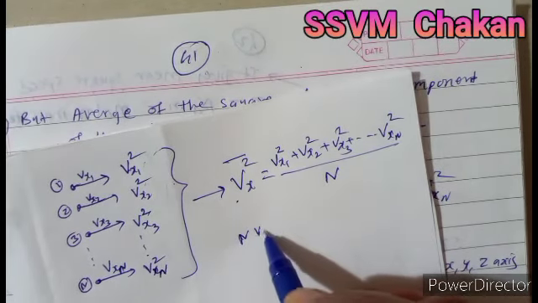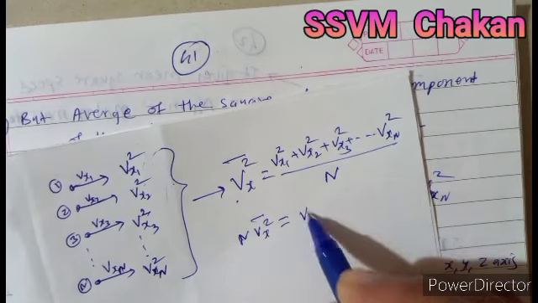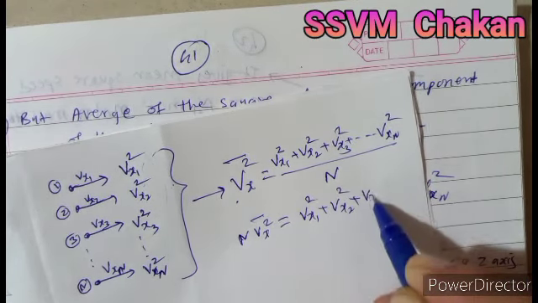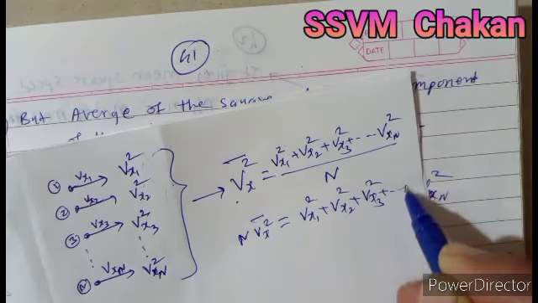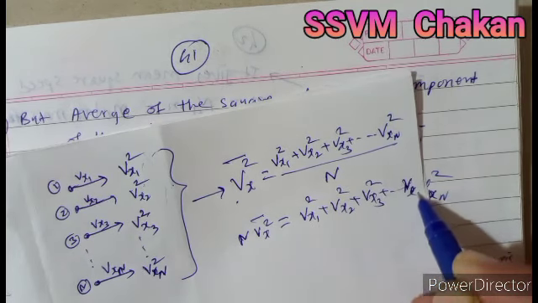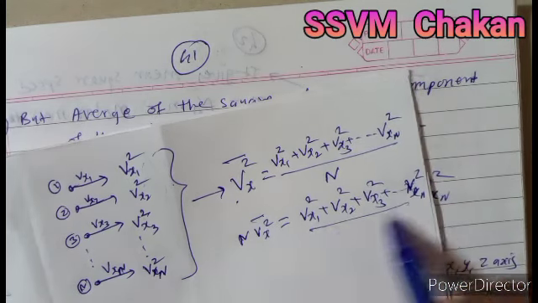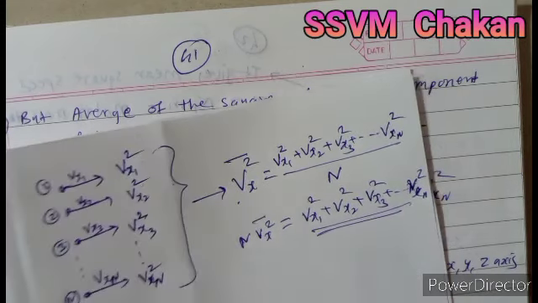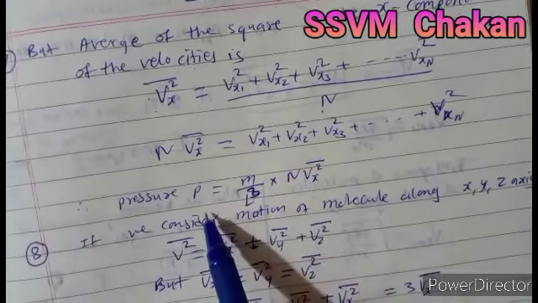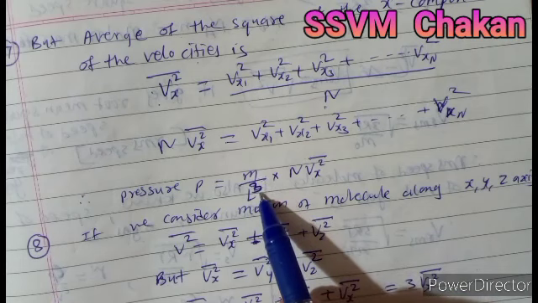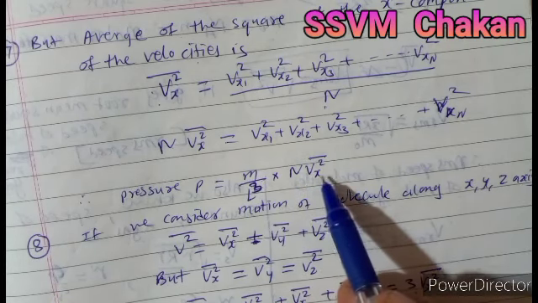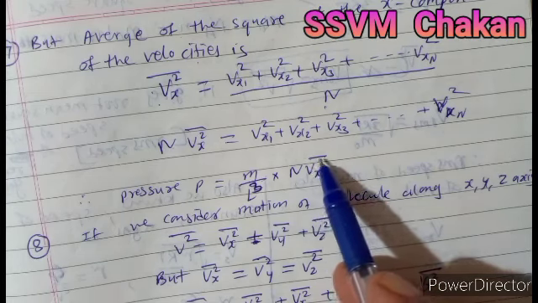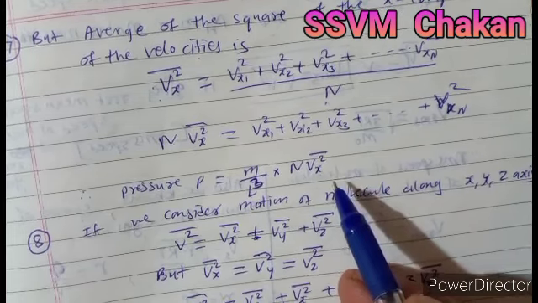Now N Vx square bar is equal to Vx1 square plus Vx2 square plus Vx3 square plus and so on up to Vxn square. Substitute this in the formula. Then we get pressure is equal to m divided by L cube into N Vx square bar, that means the average of the velocities square.